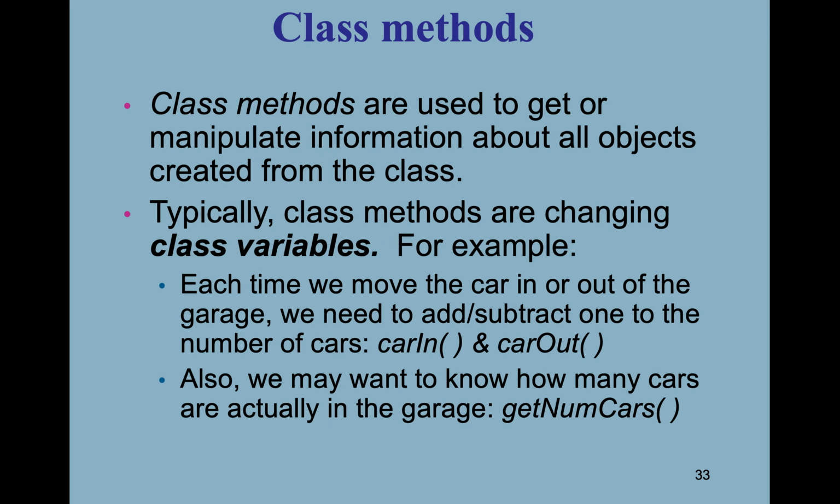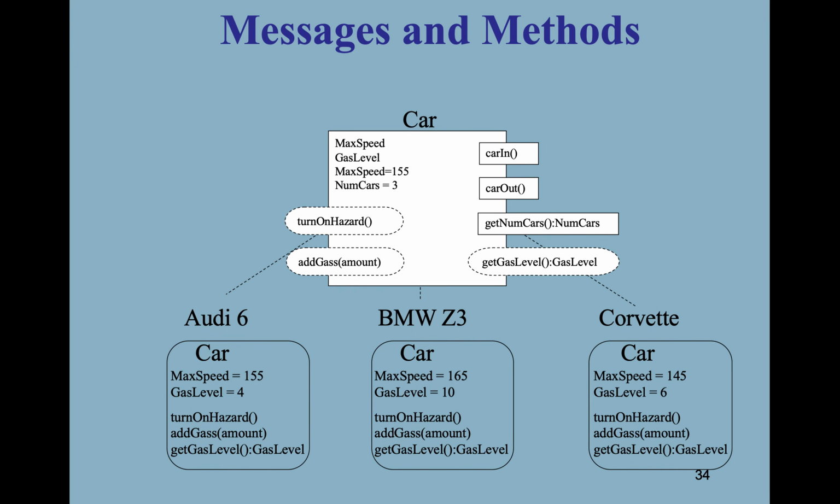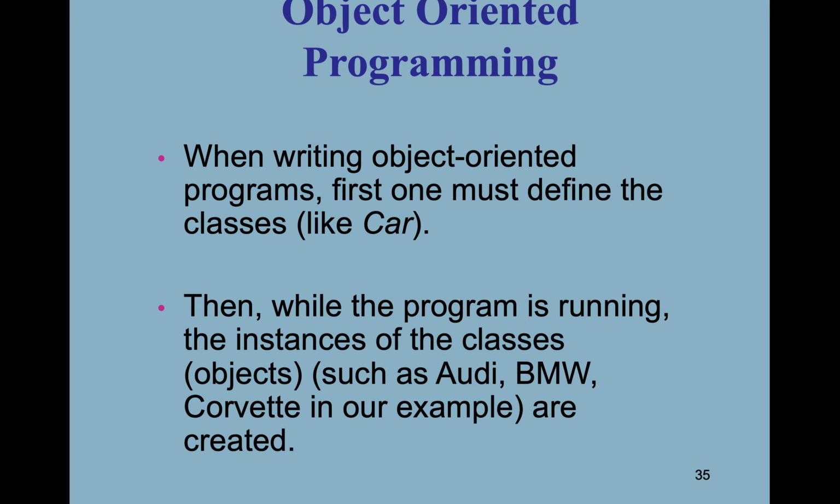So each time you want to move a car in or out of the garage, you can add or subtract 1 to the number of the cars, like car in and car out. Also, you may want to know how many cars are there in the garage. Get number of cars. So these static class methods can modify the static data, but they can also do other things. So just keep that in mind as well. Just because it's a class level doesn't make it any different. It's not restricted to just working with static class variables. It can work with anything.